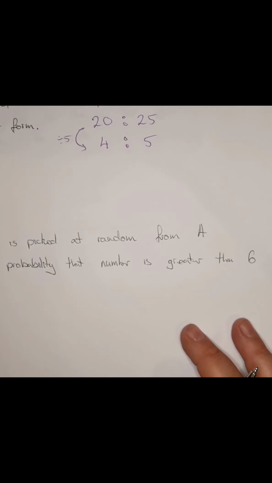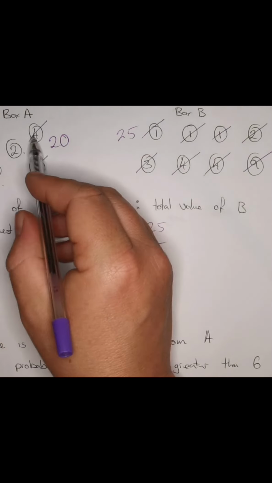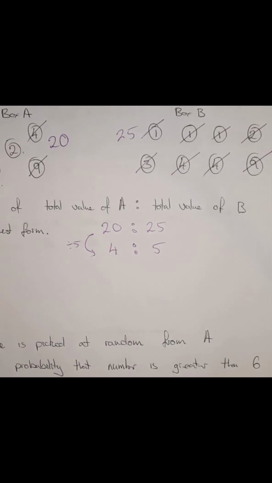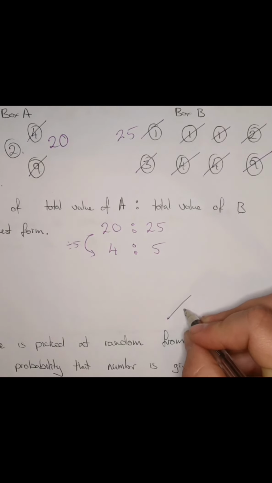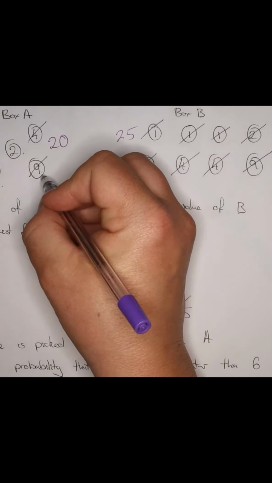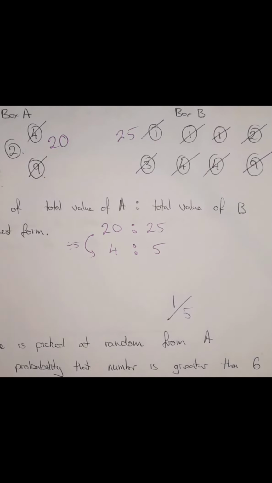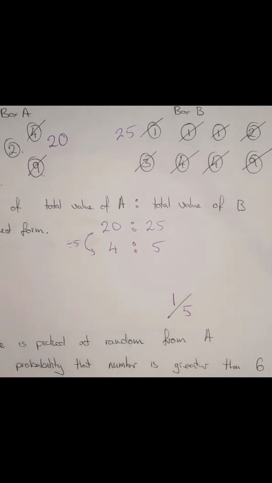1 is picked at random from A. Find the probability that the number is greater than 6. So I've only got 5 numbers in there, so my bottom number of my fraction is going to be a 5. How many of those numbers are greater than 6? Well, that's just the 9. So that is 1 out of 5. So 1 out of 5 is greater than 6.